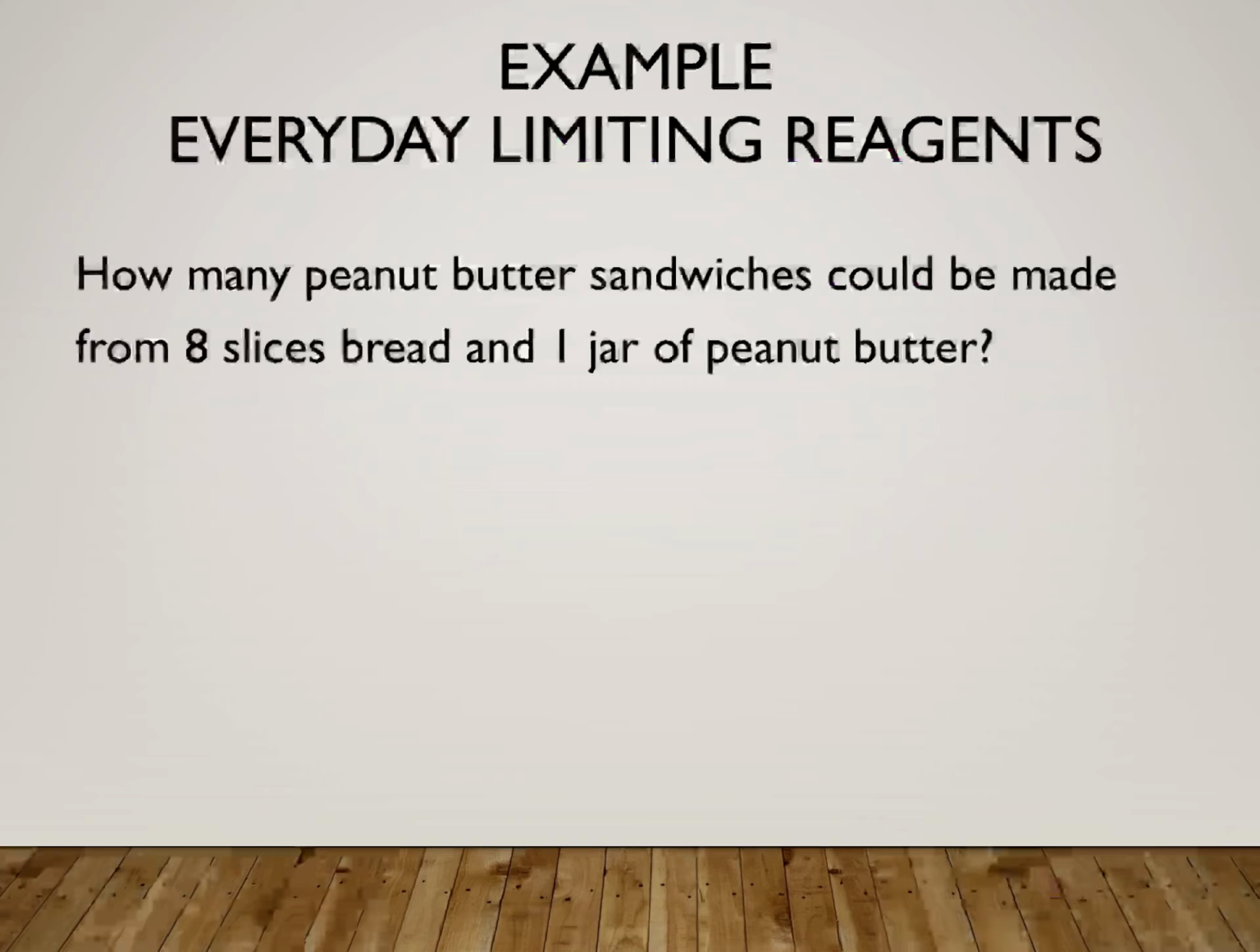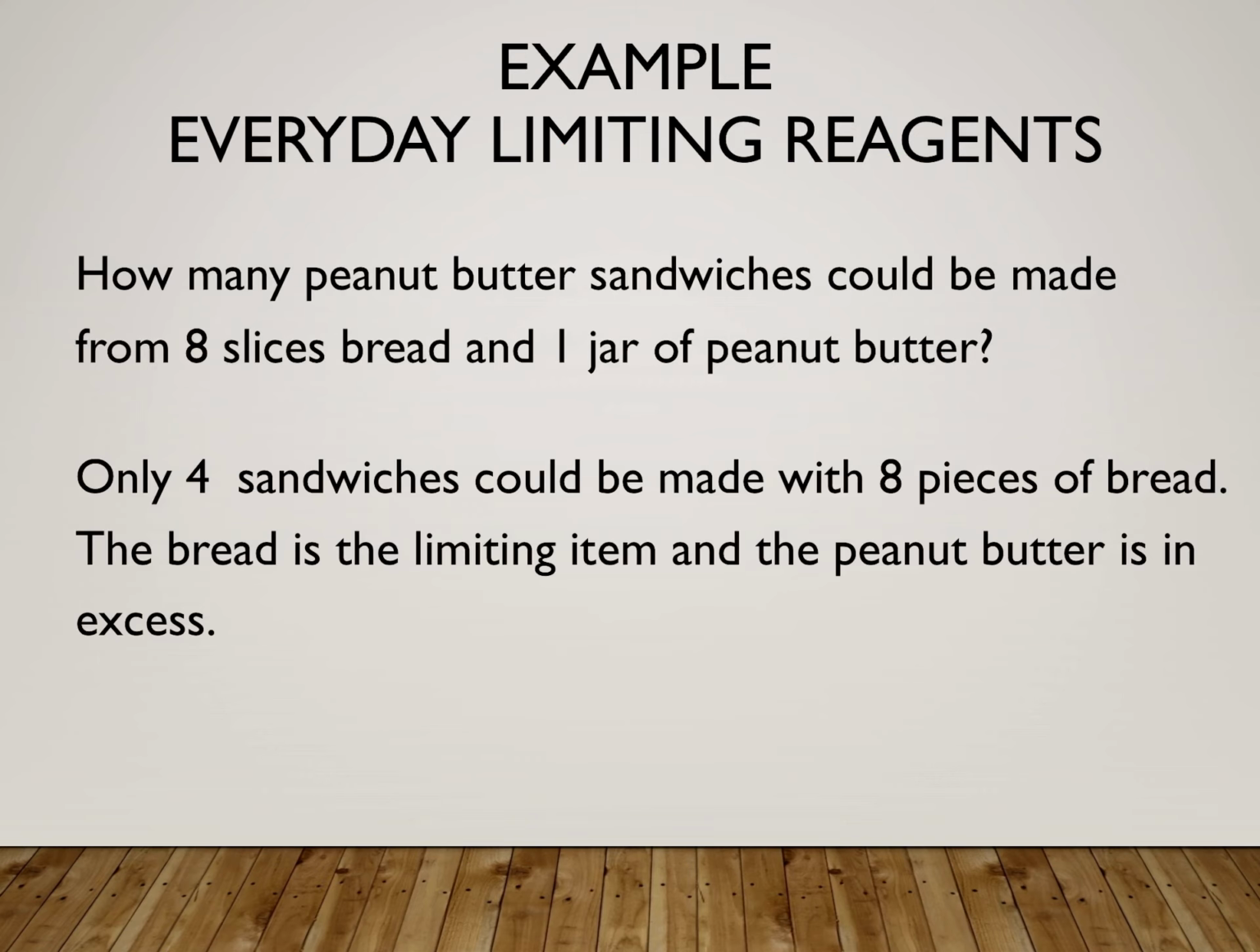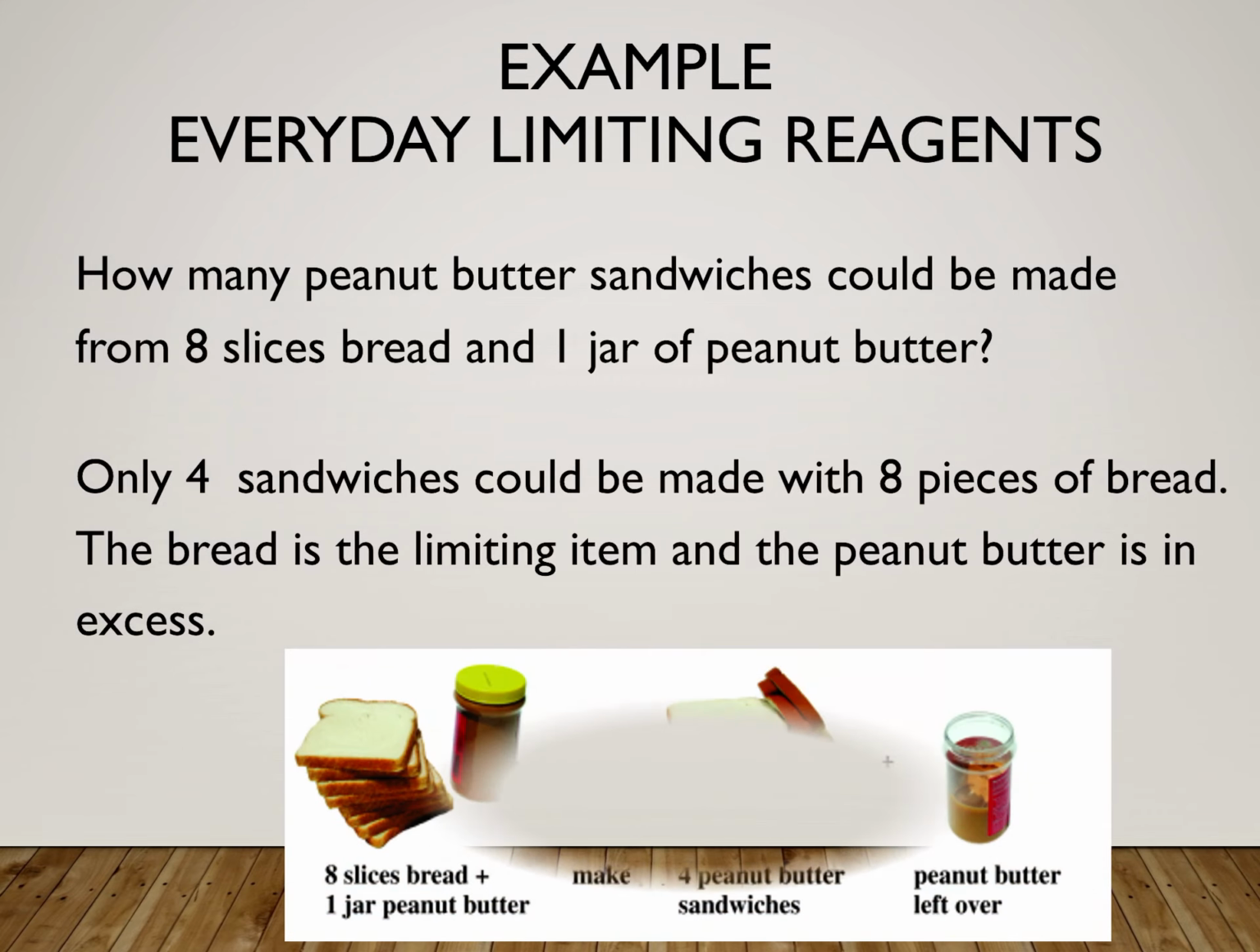So here's my example of just kind of an everyday limiting reagent. If you had 8 slices of bread and a jar of peanut butter, how many peanut butter sandwiches could you make? And we're going to assume this is a really big jar of peanut butter. You're not going to run out of it, right? You could make 4 sandwiches because you have 8 pieces of bread. For every 2 pieces of bread, you make 1 sandwich. And so you can only make 4 sandwiches because then you would run out of bread. But you'd have peanut butter left. So the bread here is our limiting reagent, right? Our limiting item, and our peanut butter is in excess.